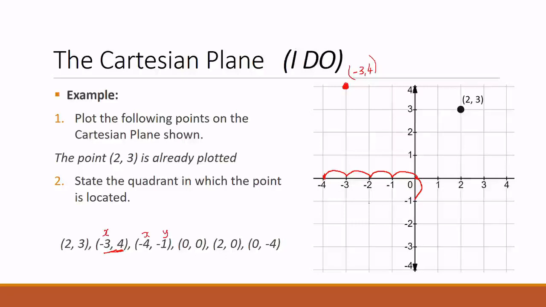So again, where these 2 imaginary lines intersect on that particular grid, there's my coordinate, which I'm going to label as -4, -1. So -4 in the x direction, -1 in the y direction.